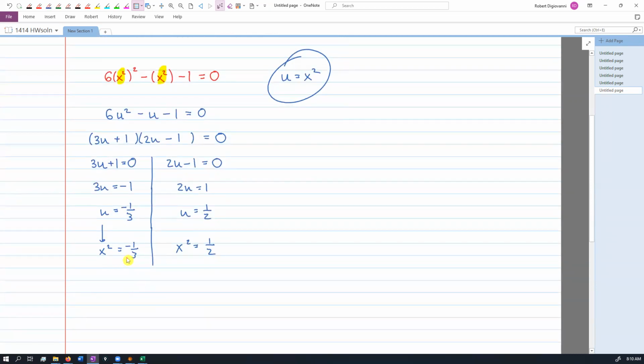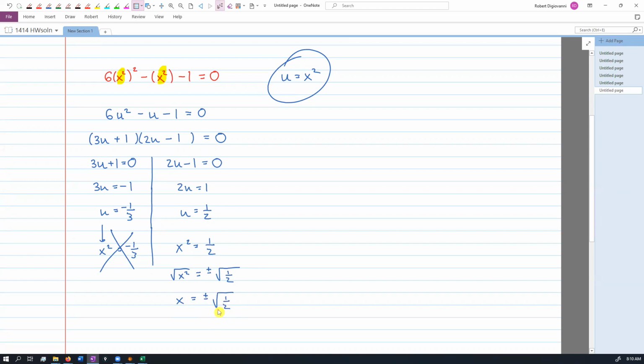Now on the left one, there's no solution here because there's no number that you can square and get a negative value to come out. No real number. So we know that this won't work. This one, we have to take square root on both sides, which means we have to do plus or minus because we initiated the square root. And so that gives us x equals plus or minus the square root of 1/2.